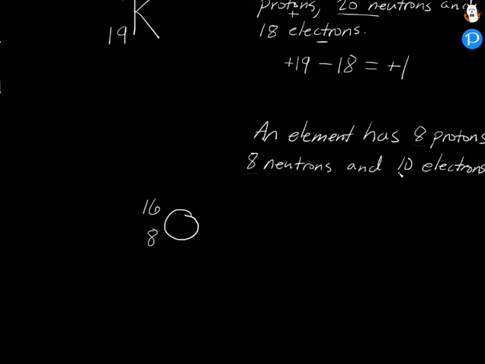And now let's look at, does it have a charge? And yes, it does, because it's got 8 protons and 10 electrons. So those are not the same. So I'm going to have an overall charge. I have to figure out what the overall charge is. Well, again, the electrons are the negative, protons are the positive. I have 2 more negative charges than positive charges, so the overall charge is minus 2.